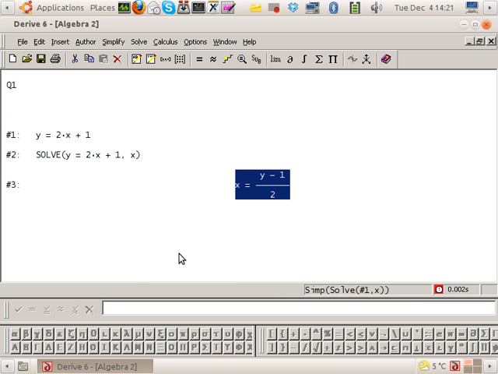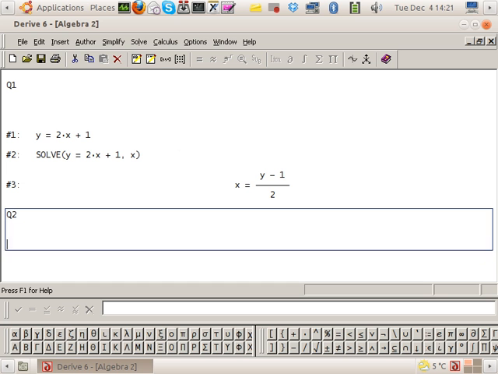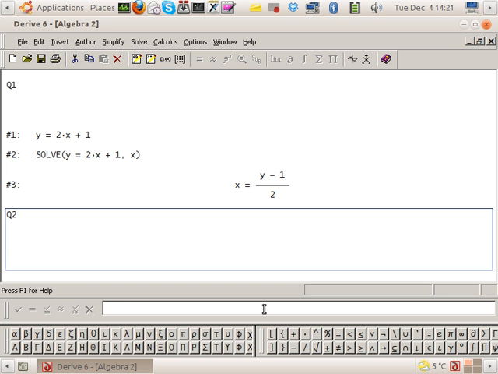Okay, so don't panic in the exam if you don't know which one to pick. You only have a choice of 3, pick the one that works. Okay, next one now. Question 2. Plot y equals 2x squared plus x.